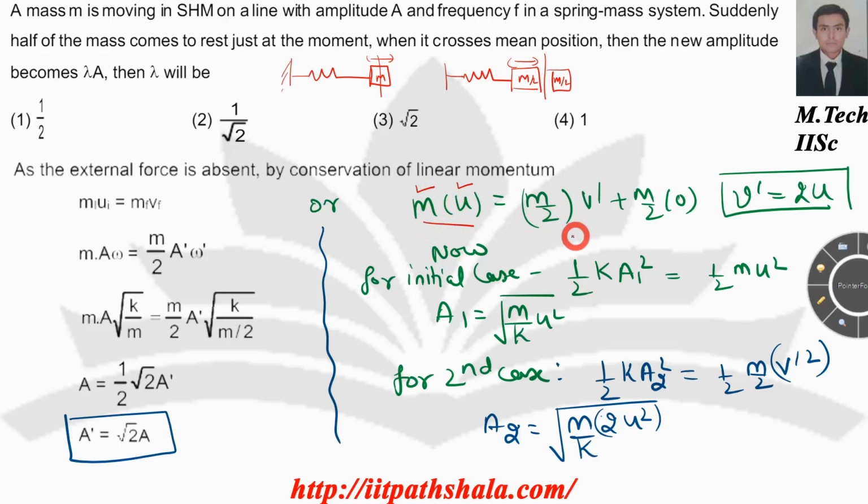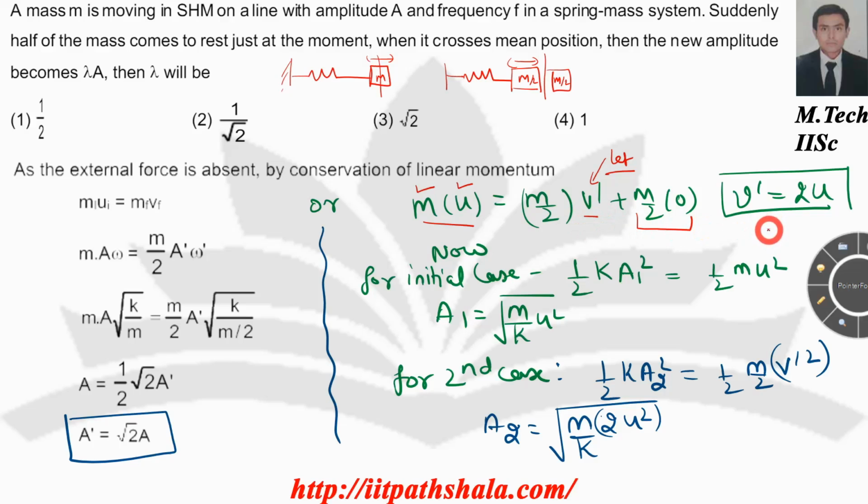Finally, the mass splits, among which one mass has zero velocity and the other mass carries a velocity v dash, let's say. So the other mass, which was undergoing SHM, carries a velocity v dash. Now I can figure out the value of v dash from here.